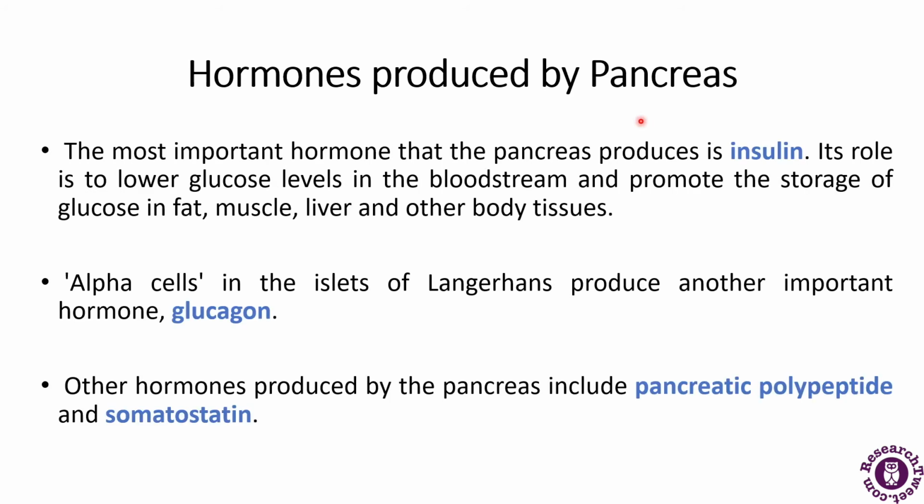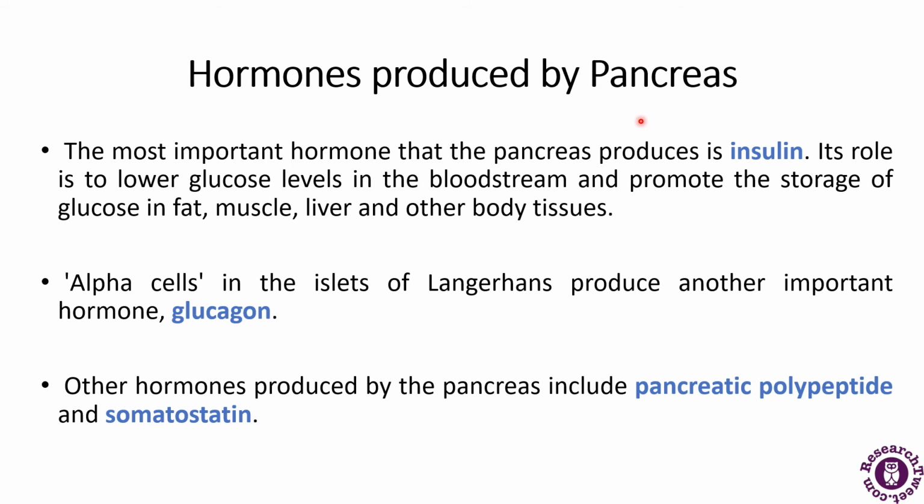Now about the hormones. The main and important hormone produced by the pancreas is insulin. Insulin is released by the beta cells in the islets of Langerhans in response to food. What is the function of insulin here? The main role of insulin is to lower the blood glucose level in the bloodstream and promote the storage of glucose in fat, muscle, liver and other body tissues.